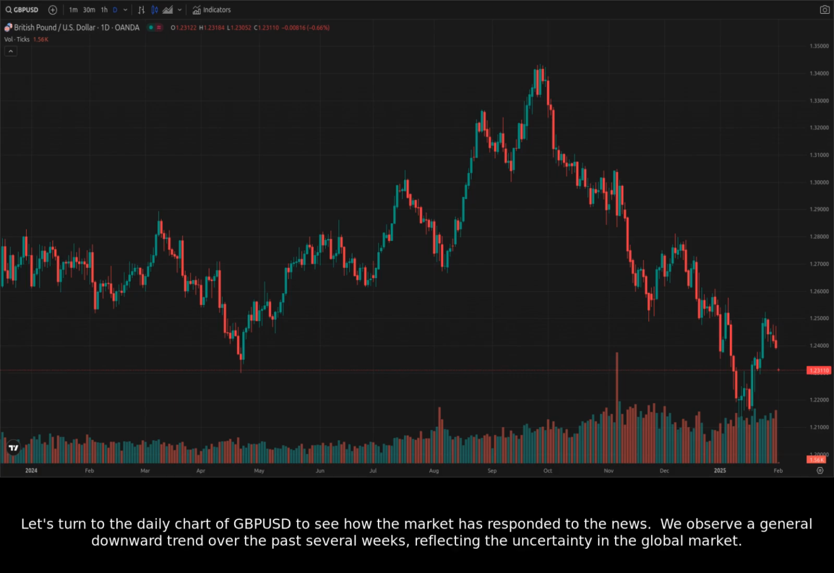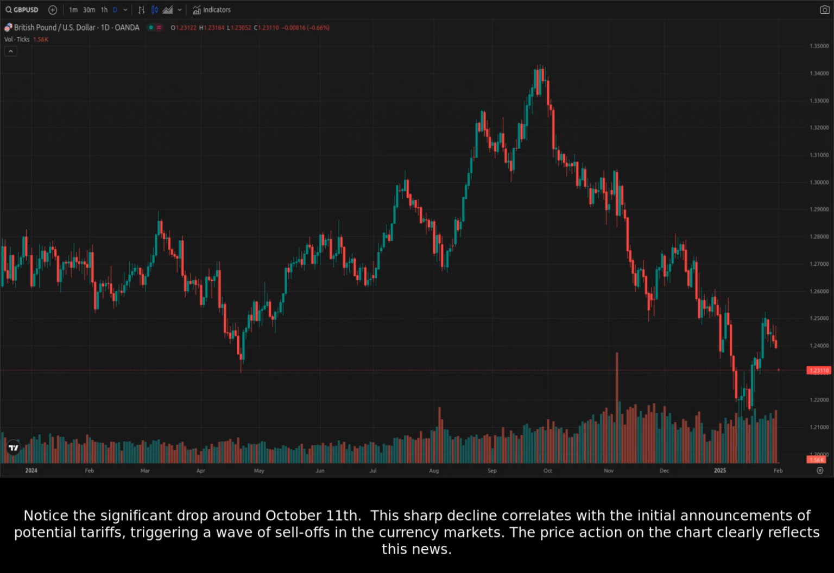Let's turn to the daily chart of GBPUSD to see how the market has responded to the news. We observe a general downward trend over the past several weeks, reflecting the uncertainty in the global market. Notice the significant drop around October 11th. This sharp decline correlates with the initial announcements of potential tariffs, triggering a wave of sell-offs in the currency markets. The price action on the chart clearly reflects this news.